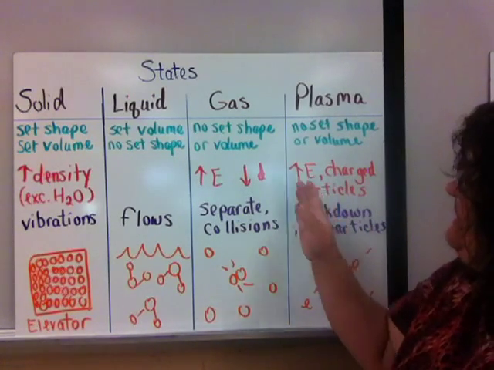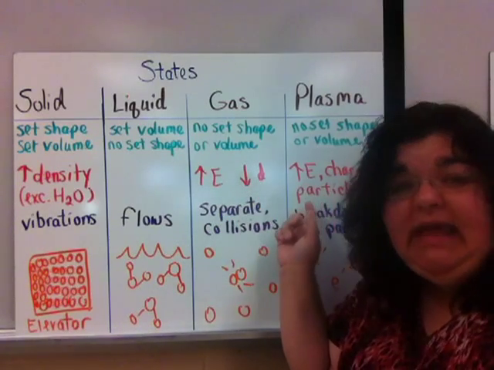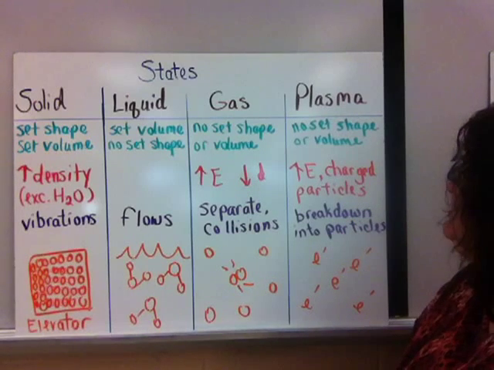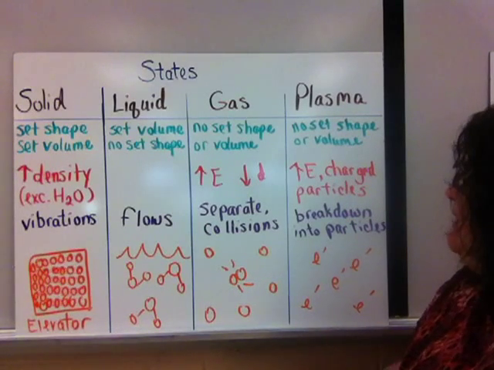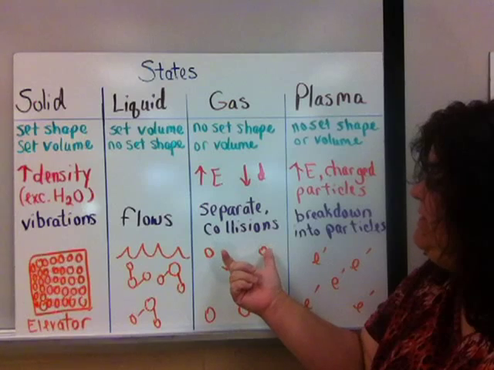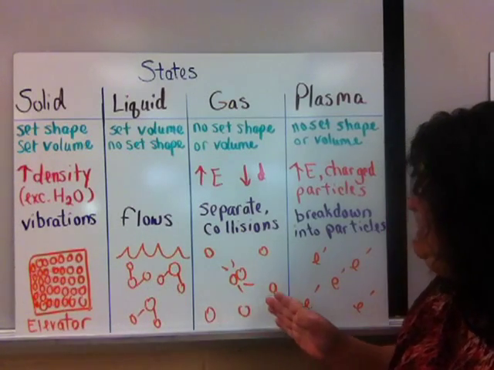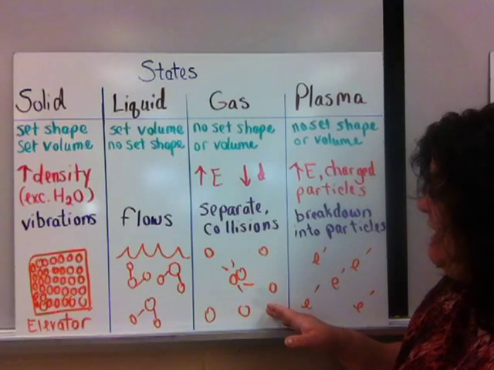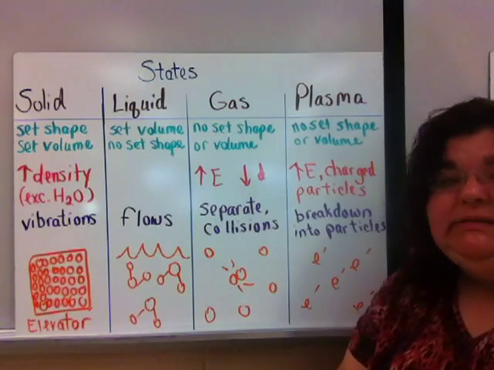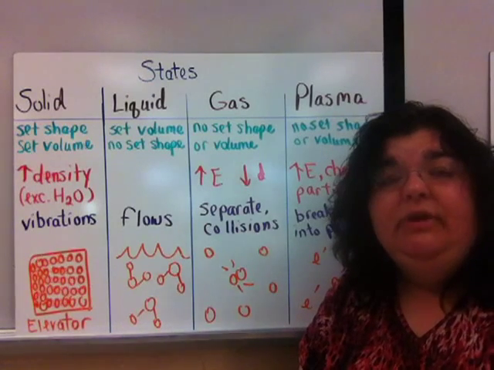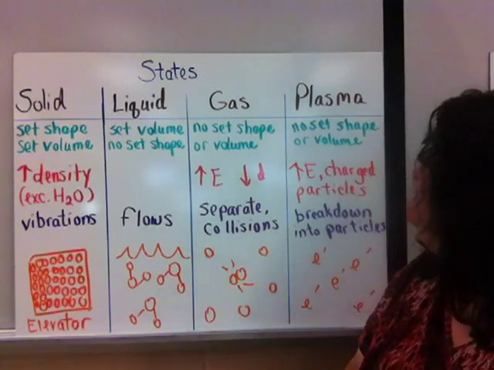Now, a plasma has no set shape and no set volume, just like the gas, and it's high energy, like the gas. In fact, it has higher energy than the gas, but the difference is that it has charged particles. So instead of having these independent molecules that are either stuck together, flowing around each other, or colliding into each other occasionally, we're going to have a breakdown of those particles, and we have charged particles that are flowing in and around each other.